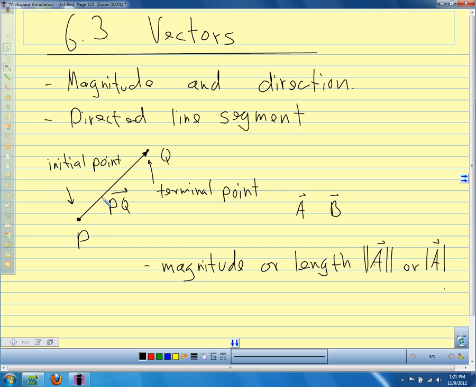So our vector has an initial point, a terminal point. We use this little half arrow to show that we're talking about a vector, and the double bars, or in the book you'll see the double bars. I like to draw the single bars because when we start writing a lot with lengths, the double bars end up getting kind of messy. So that's our terminology for vectors.